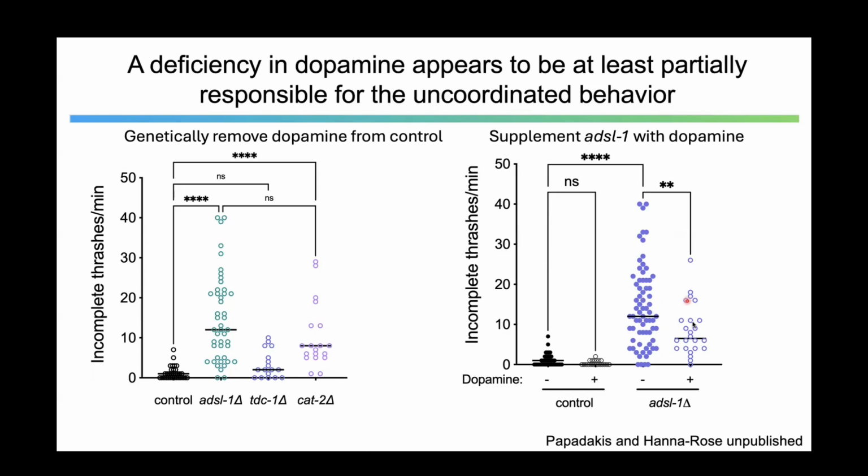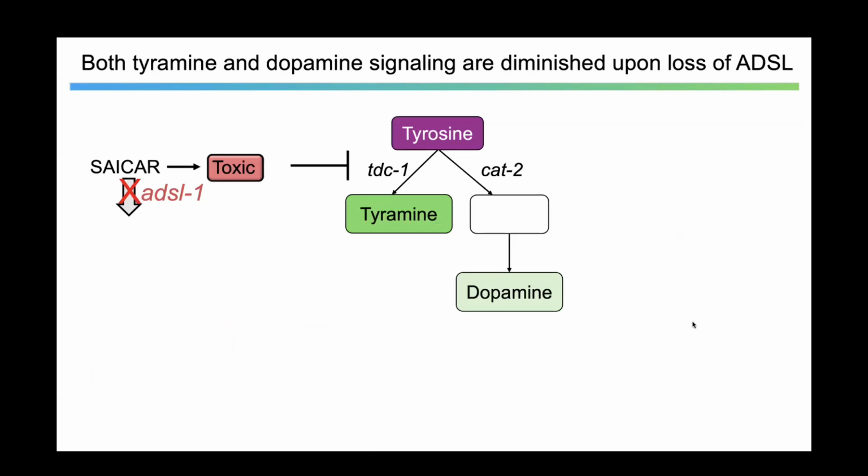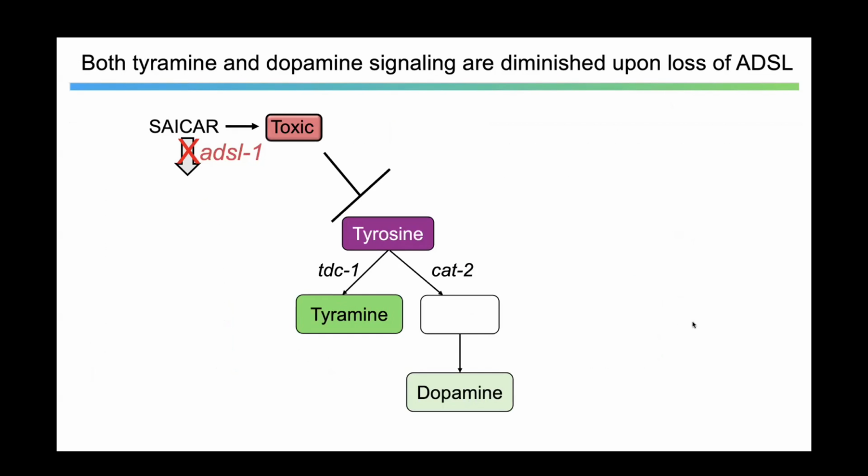So dopamine seems to rescue that phenotype. So we believe a deficiency in dopamine appears to be at least partially responsible for this uncoordinated behavior. Our model looked like this, where we think SAICAR is toxic and that was somehow inhibiting tyramine biosynthesis. Now we're moving that upstream, and we think SAICAR is toxic and not just inhibiting biosynthesis of tyramine, but also of dopamine too, which indicates it probably acts someplace at a higher level to interfere with all of this tyrosine metabolism. And so that's the hypothesis we're working on right now.